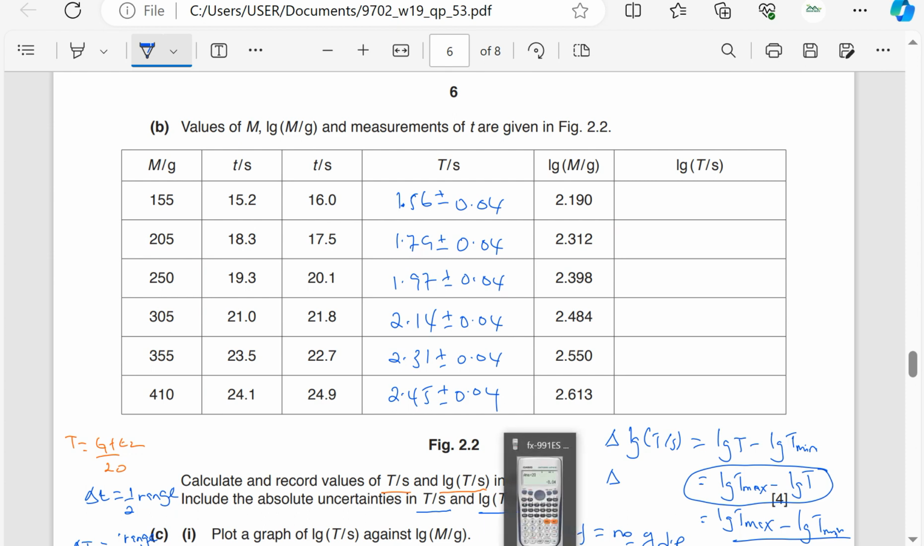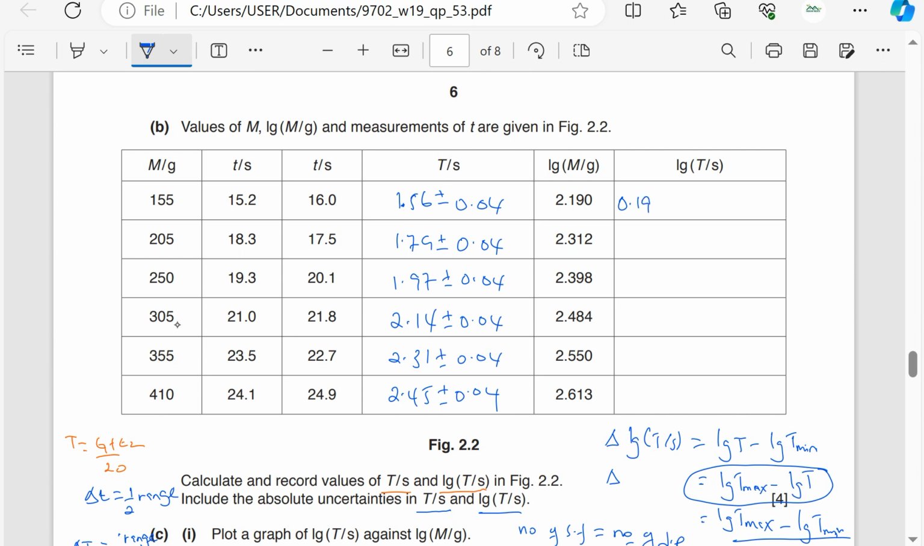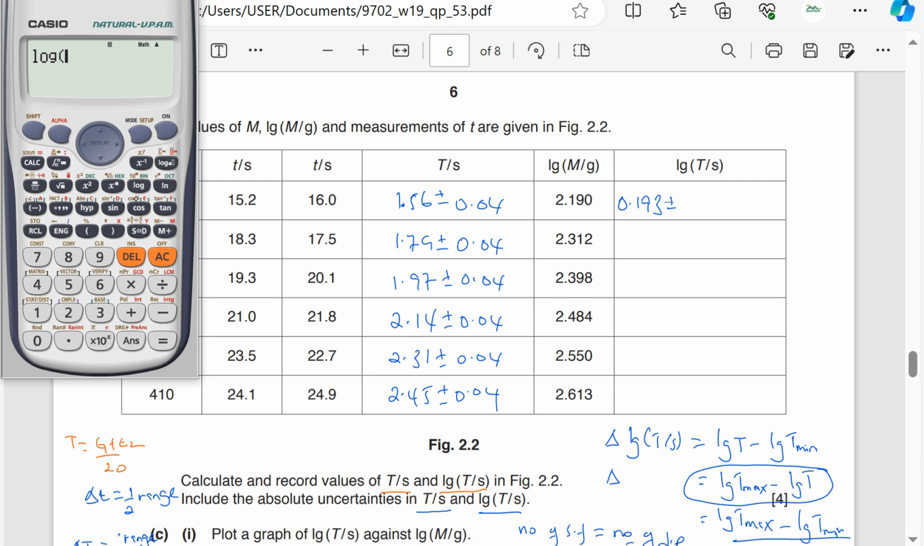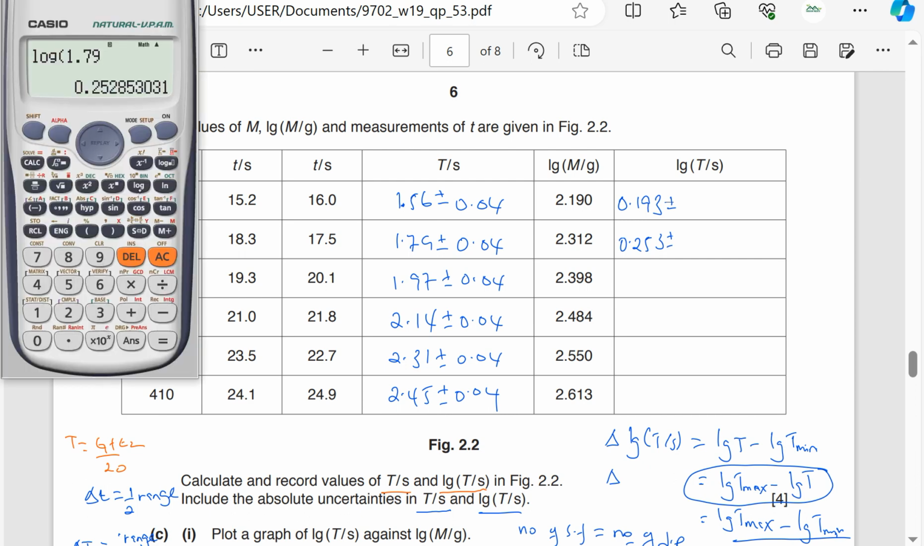So let me first find the log. Log of 1.56 is, I'll take 3 decimal places because there were 3 significant figures. So this would be 0.193. The rule allows you to write more but not less than 3. So this will be plus or minus. Let me first find the logs first. Then log of 1.79, that is 0.253 plus or minus.